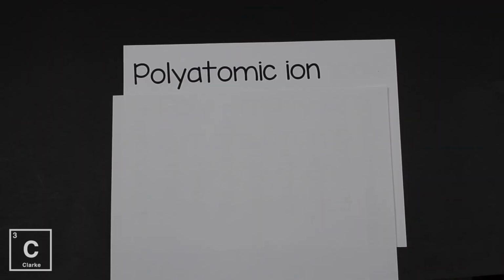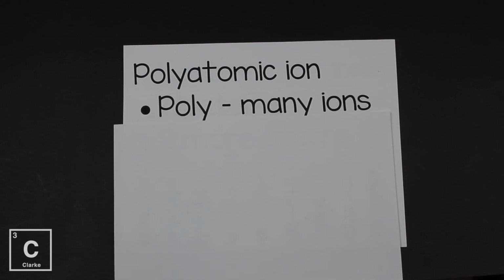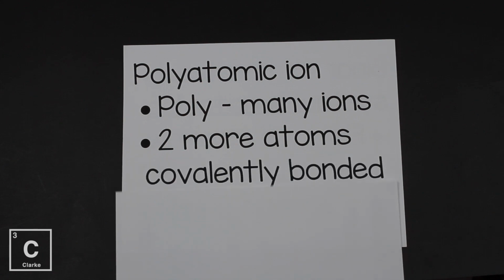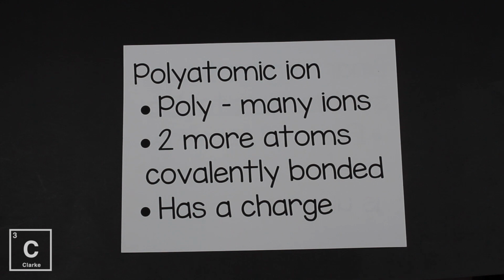Polyatomic ion, that's a brand new term for us. Now, we know that poly means many. So a polyatomic ion, that's many ions or many atoms. Two or more atoms covalently bonded, but it has a charge because remember, ions have a charge.